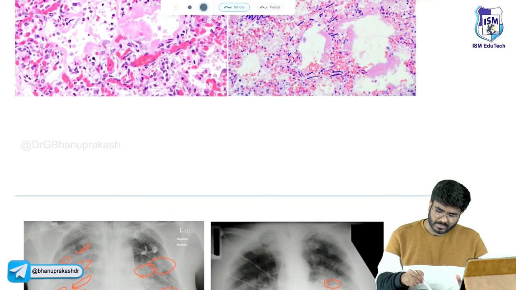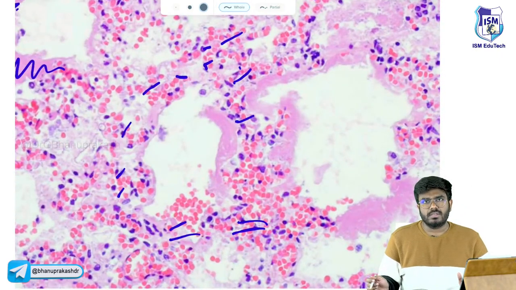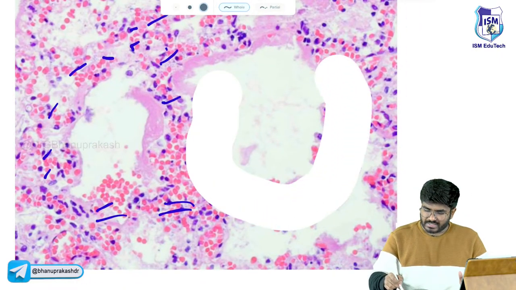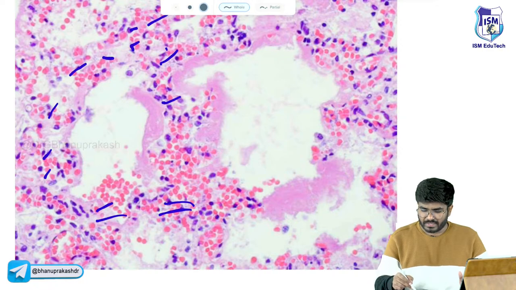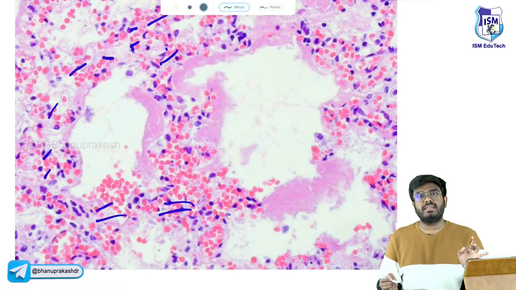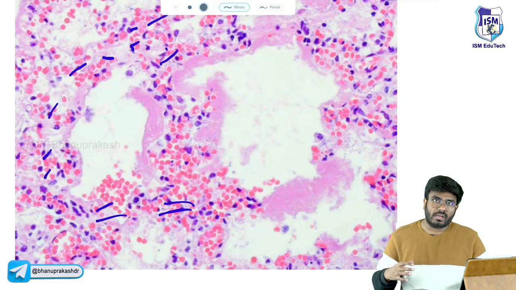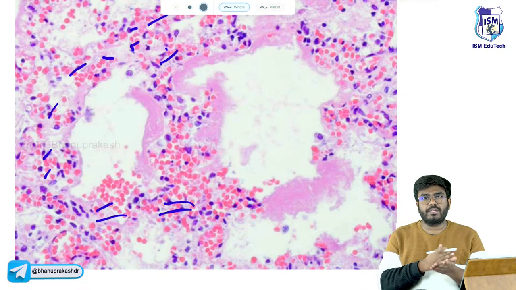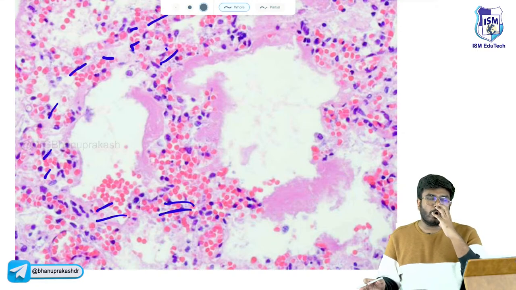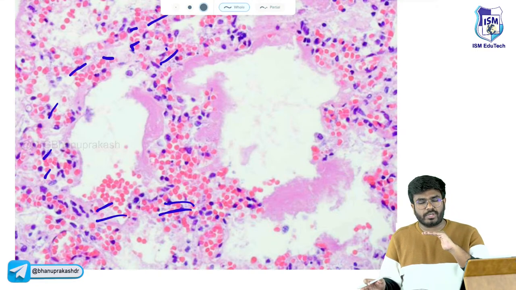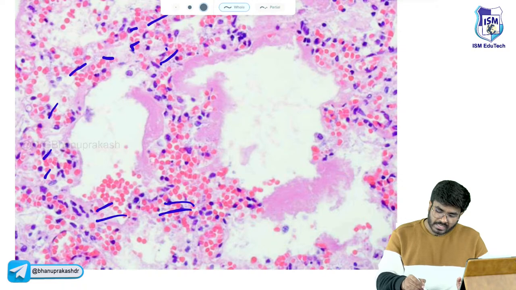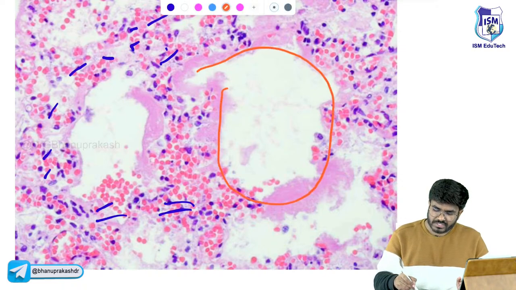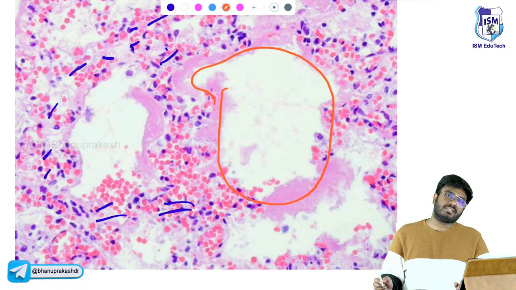Now, never ever forget this image-based question. What is this image? Hyaline membrane is there. Pink colored hyaline material is there. What is this? Acute respiratory distress syndrome. Because of something, there is diffuse alveolar damage, leaking of fibrin into the alveoli. So, deposition of the fibrin leads to hyaline membrane formation. Even though you give oxygen, the patient is still going to have persistent hypoxia because these hyaline membranes prevent the exchange of gases.